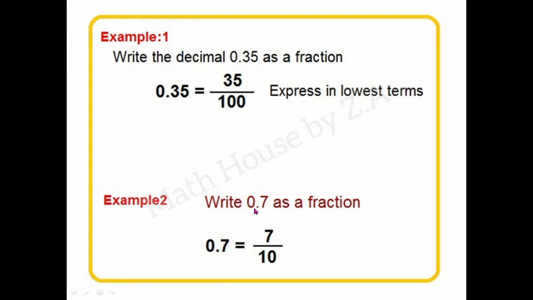Here is the example 0.7. Write 0.7 as a fraction. Put 1 in place of the point, and here we have 1 digit after the decimal, so we put only one 0. It is 7 over 10. This 7 over 10 is also in the lowest term, because both numbers can't be divided by any single number.